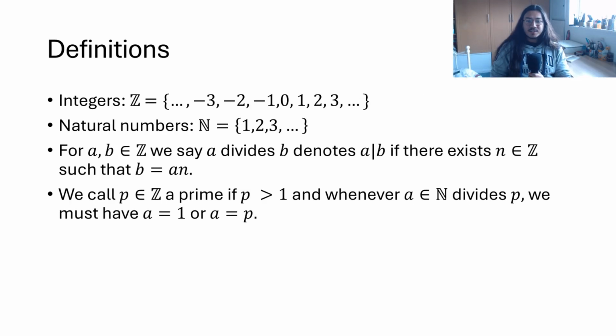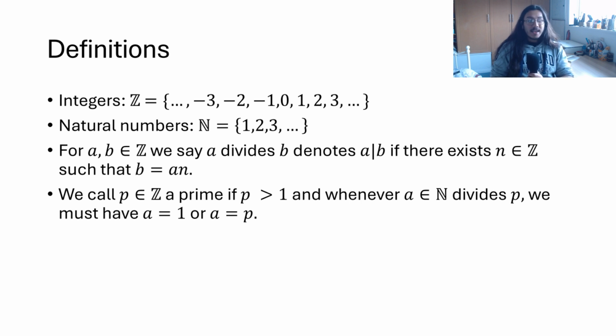Starting off with our definitions, we firstly define the integers. Now the integers are essentially the set of whole numbers. This includes the negative numbers and 0. The natural numbers, a subset of the integers, only contain the positive whole numbers and do not contain 0.